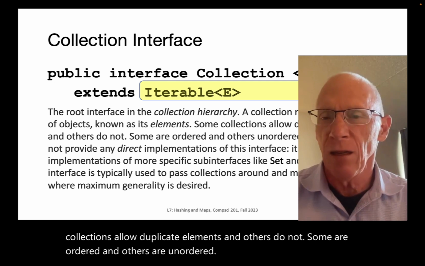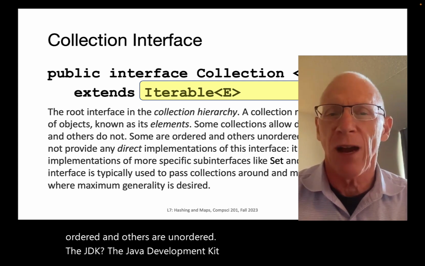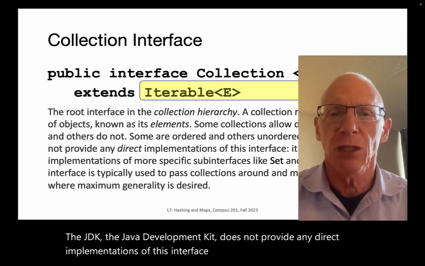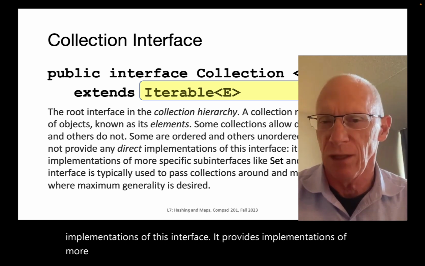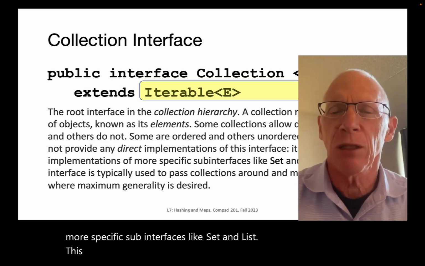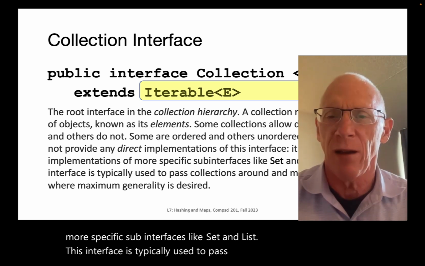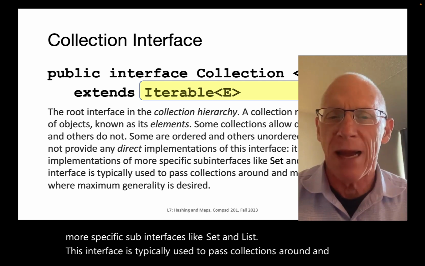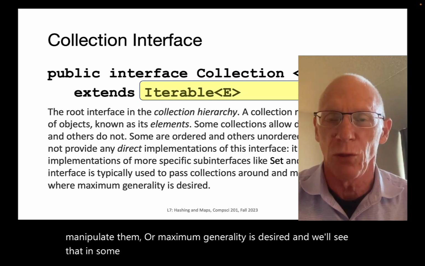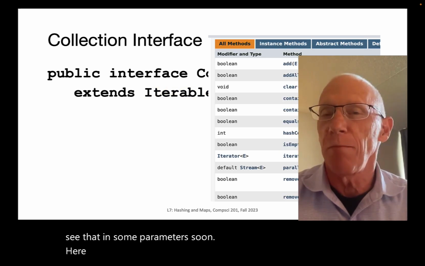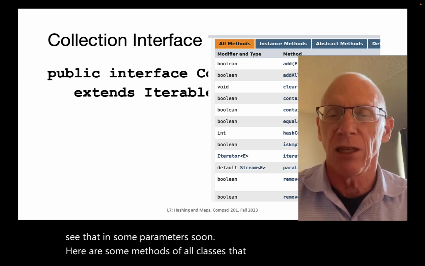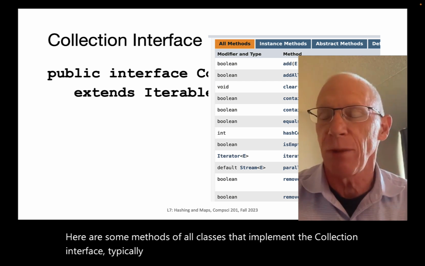The JDK, the Java Development Kit, does not provide any direct implementations of this interface. It provides implementations of more specific sub-interfaces like set and list. This interface is typically used to pass collections around and manipulate them where maximum generality is desired, and we'll see that in some parameters soon. Here are some methods of all classes that implement the collection interface, typically one of its sub-interfaces.